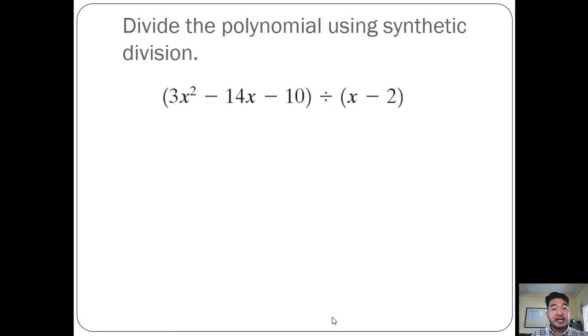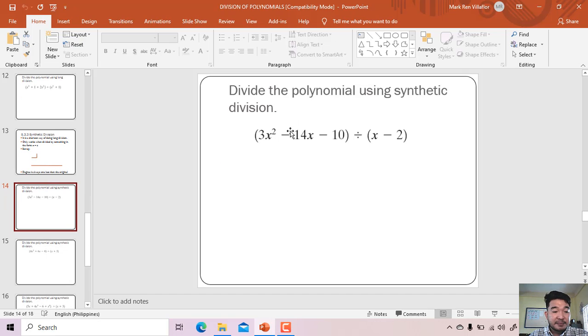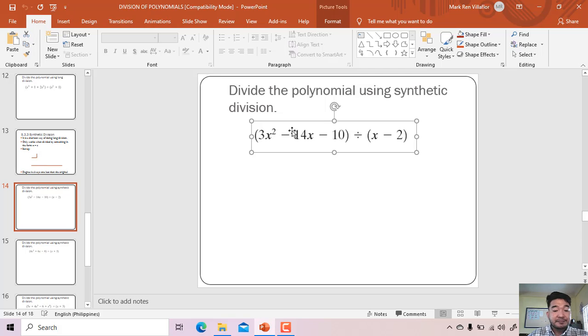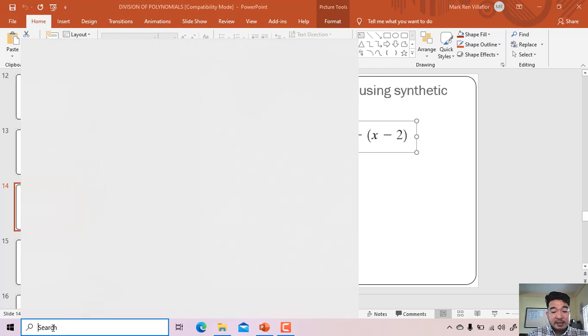Like for example, divide the polynomial using synthetic division. So papaano natin yan i-divide? So let's try to solve this.